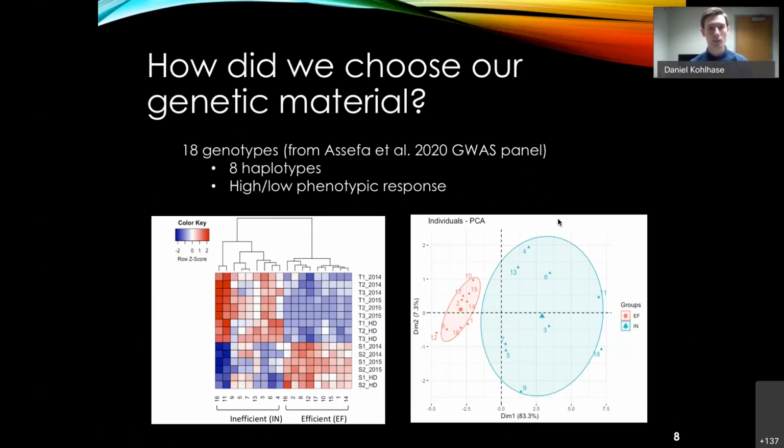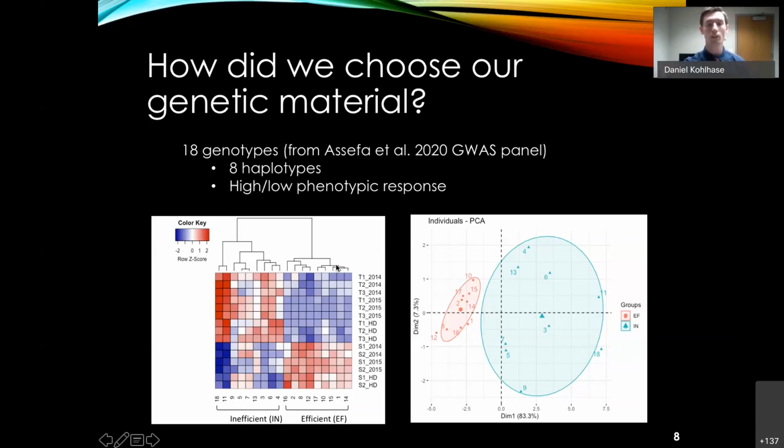So how do we choose our genetic material? Well, we selected 18 genotypes from this GWAS panel that I just described, and we chose our 18 genotypes based on 8 haplotypes that were identified using sequences in the IDC QTL on chromosome 3. And then once these haplotypes were identified, we looked for variation in the phenotypic response. So what we're looking at here is a heat map of the phenotypic data collected from this GWAS panel. And you can see that it spans over multiple years in the field, as well as hydroponic conditions.